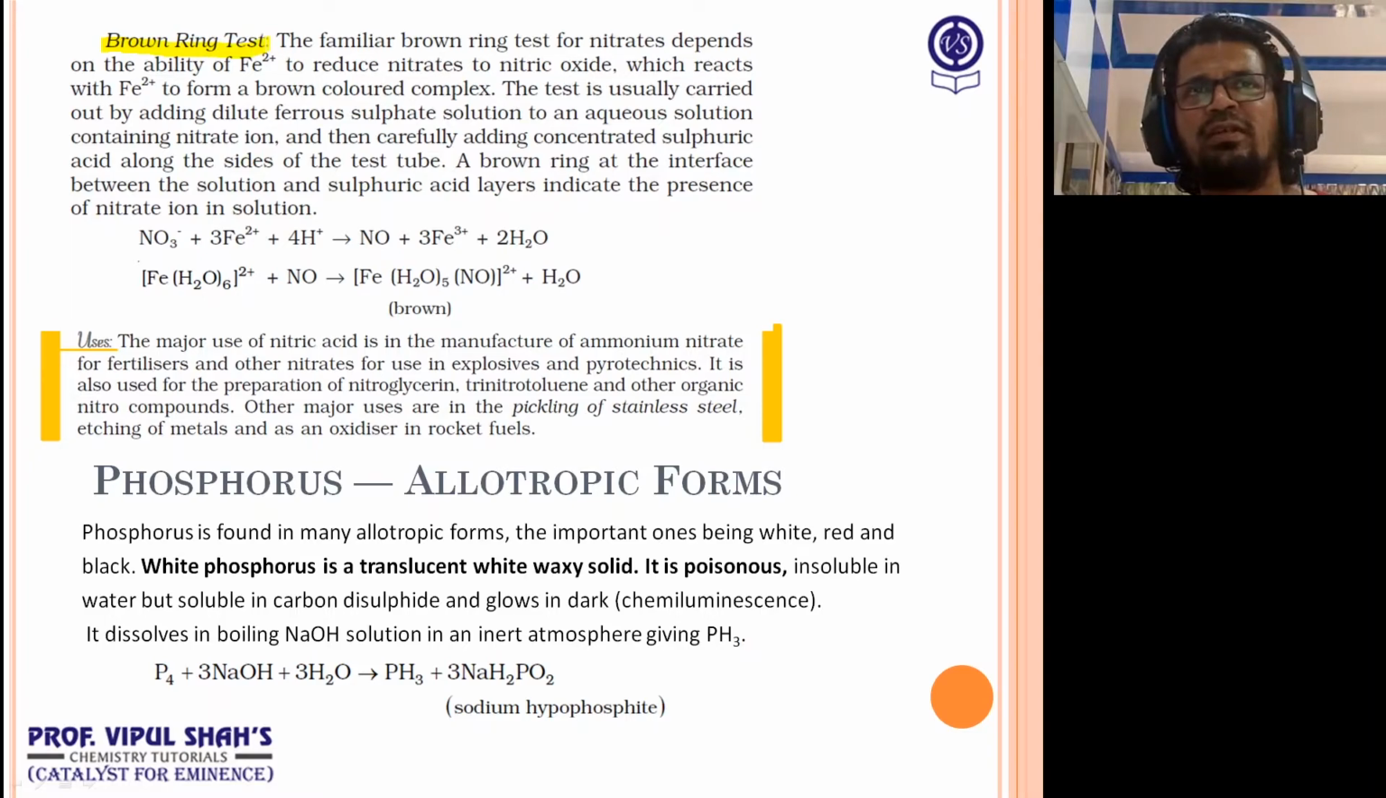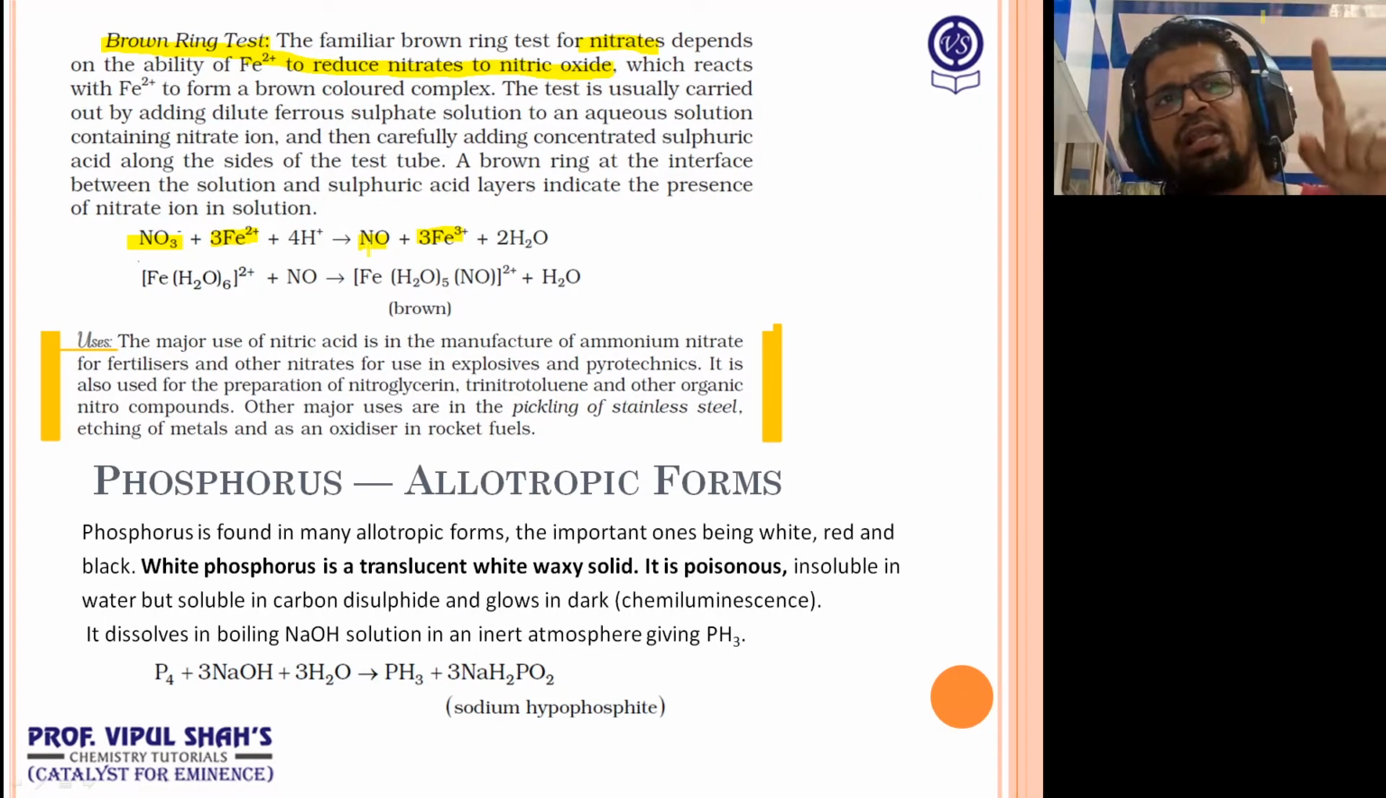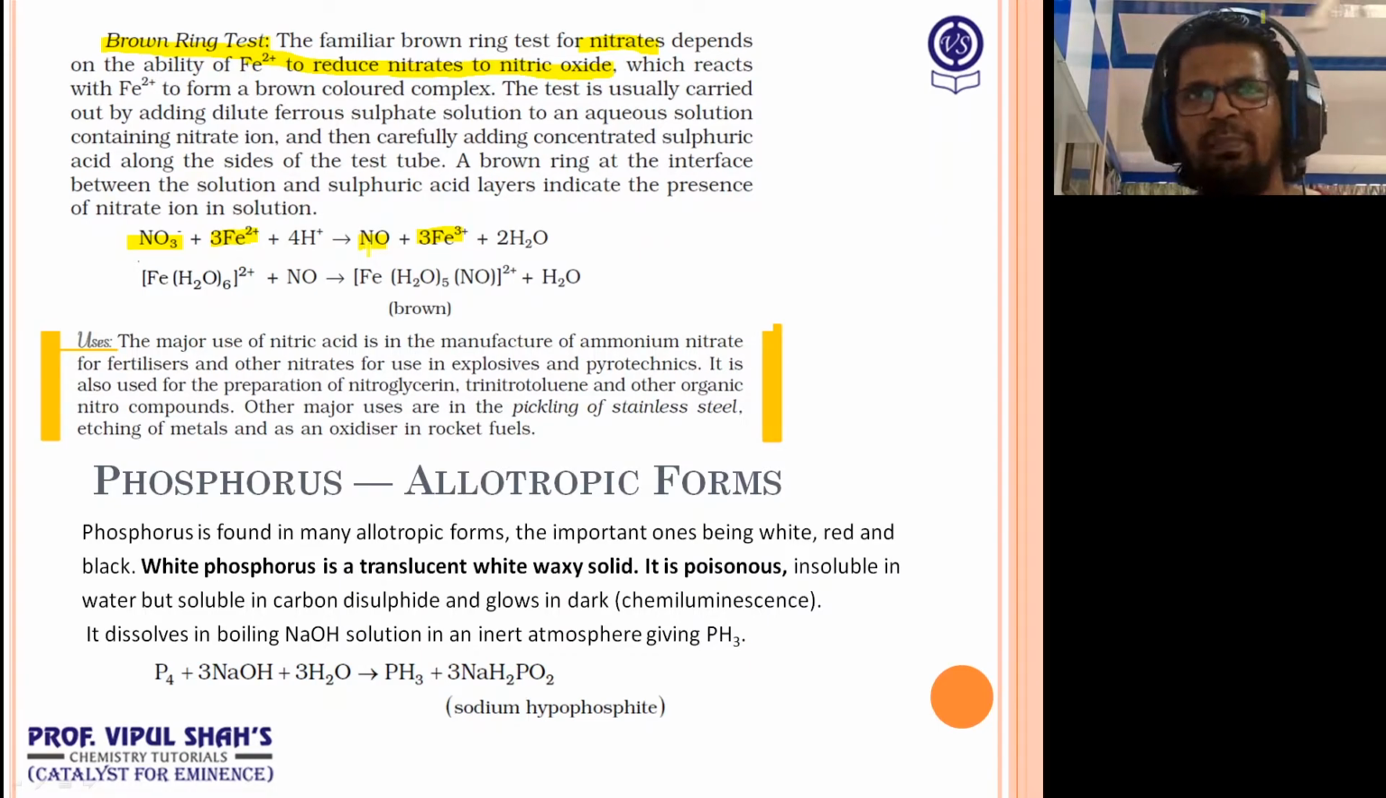Now what is this test? Have an idea of it. It's for nitrates, where it depends on the ability of ferrous to reduce nitrates to nitric oxide, which reacts with ferrous to form a brown colored complex. The test is carried out by adding, now have a look at the reaction, ferrous with nitrate and H+, where ferrous is oxidized to ferric and NO3, nitrogen +5, becomes NO, where nitrogen is +2. So ferrous to ferric, +2 to +3, nitrate to nitric oxide. Nitrogen is +5 in nitrate and becomes +2 in nitric oxide.